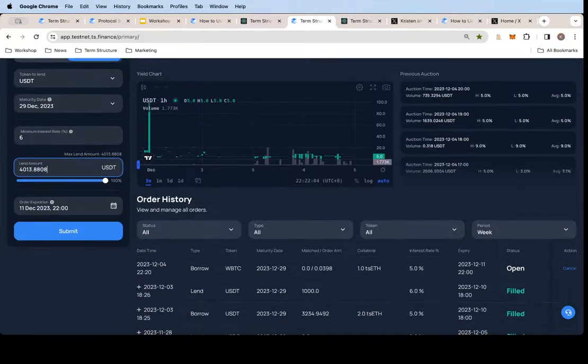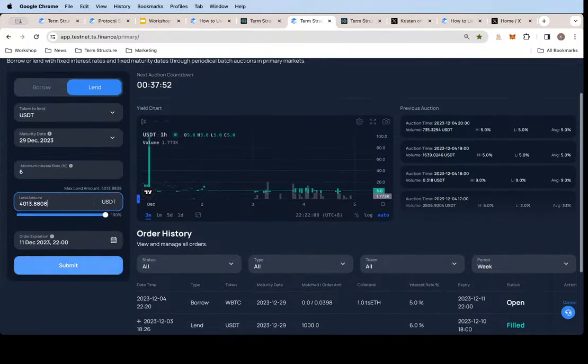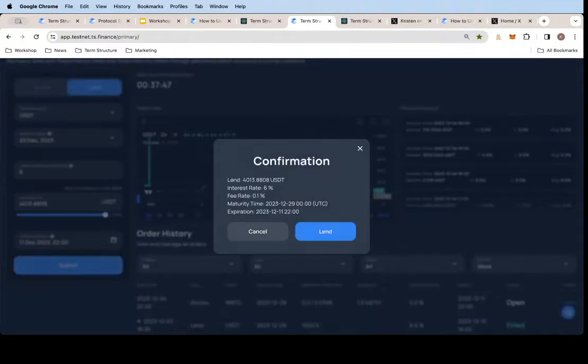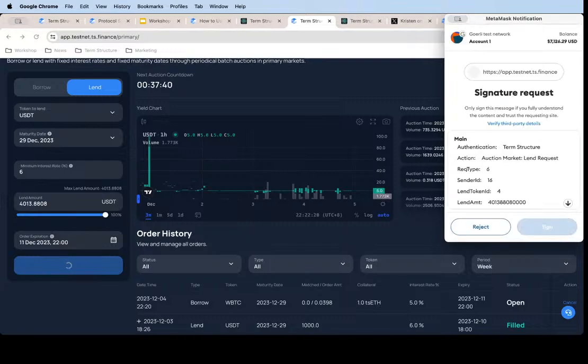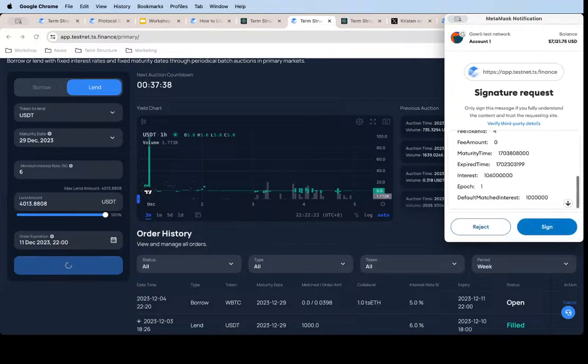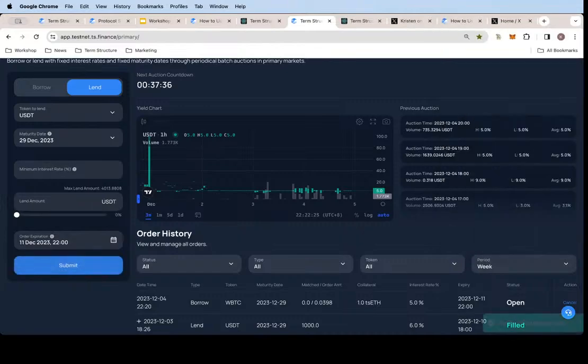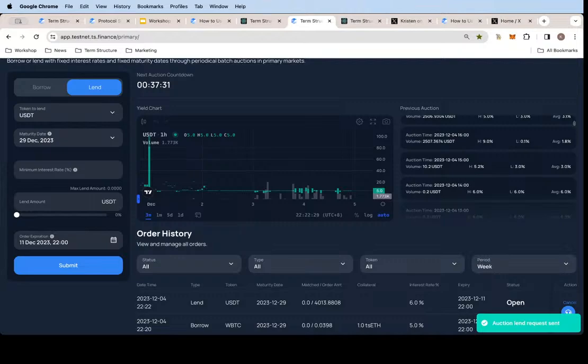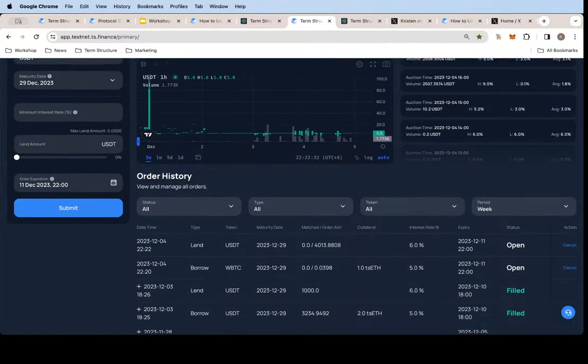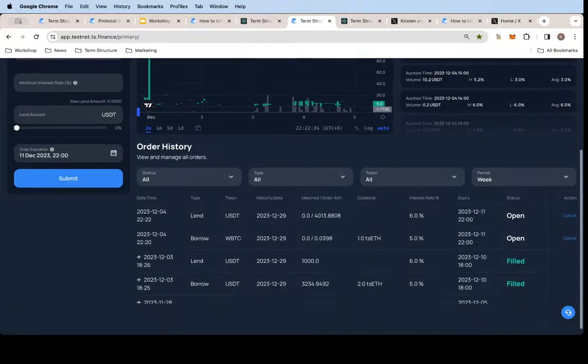And again, order expiration time means that the order will remain open until December 11th. And after filling out the fields, just click submit and review the information to see if they are correct. If it is, just click lend. And yeah, just click sign to proceed. And you will be able to find the order history right here. So it's also open, it's right here, and you can always cancel it if needed.